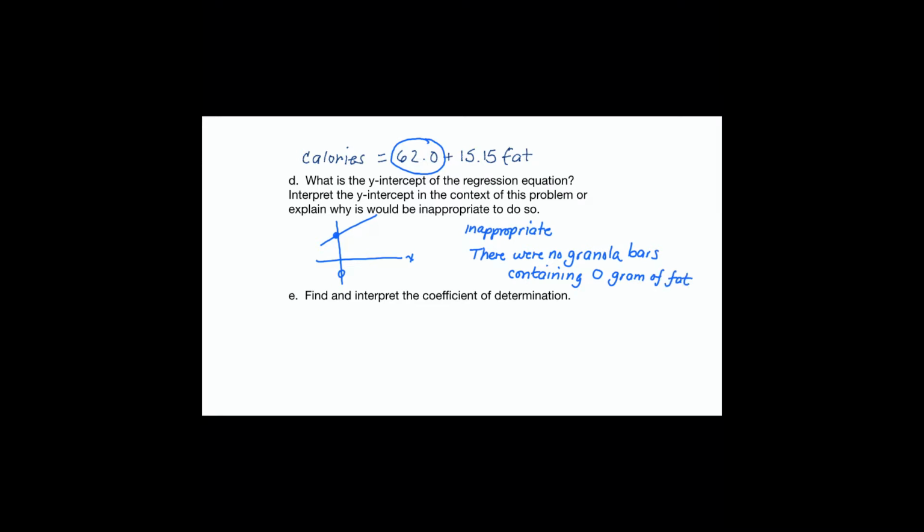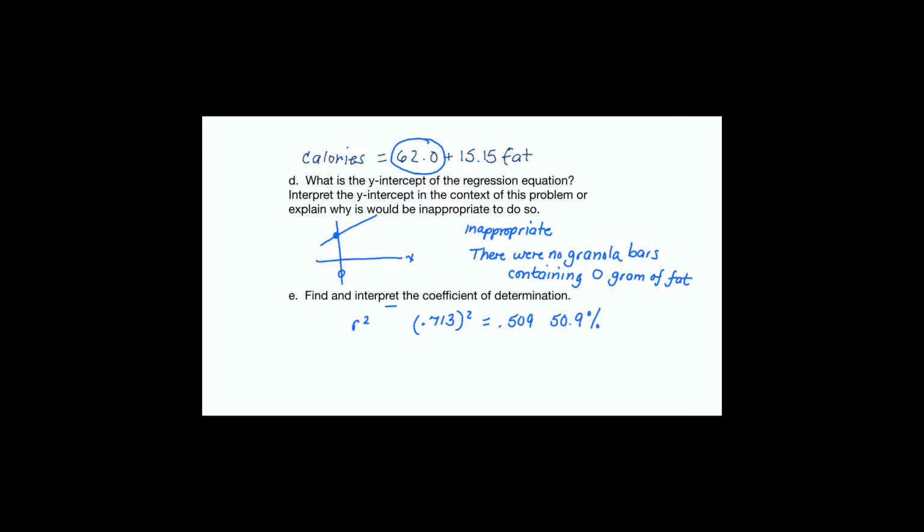Find and interpret the coefficient of determination. The coefficient of determination is r squared. You can find it by simply going back to the StatCrunch output, or you could take a calculator and take our r value of 0.713 and square it, giving us a result of 0.509 or 50.9%.